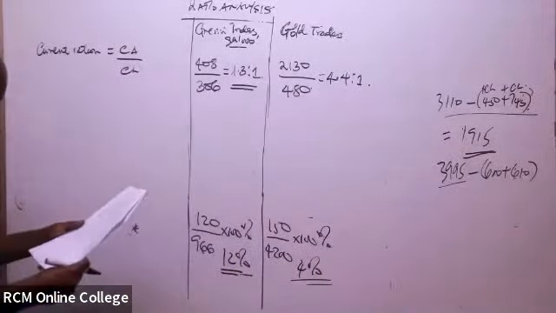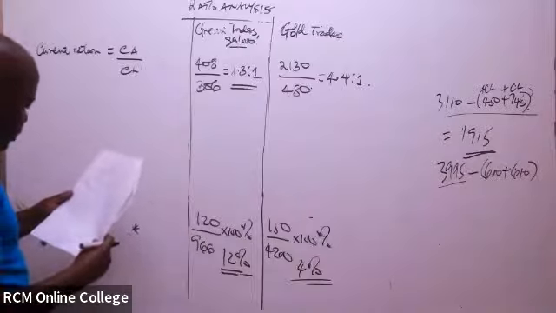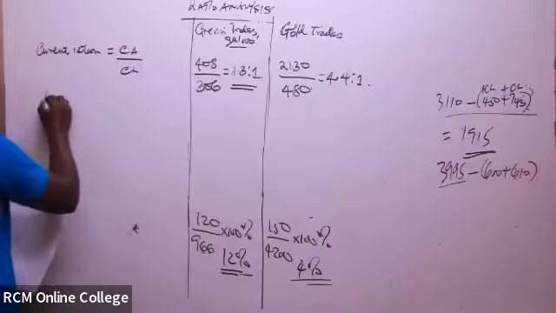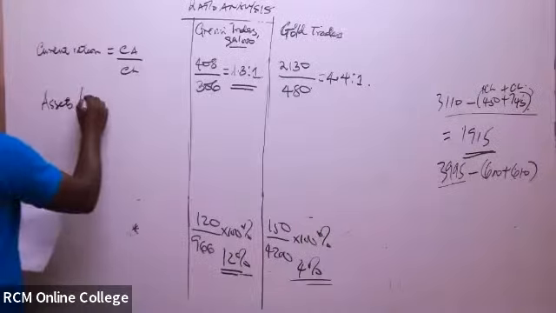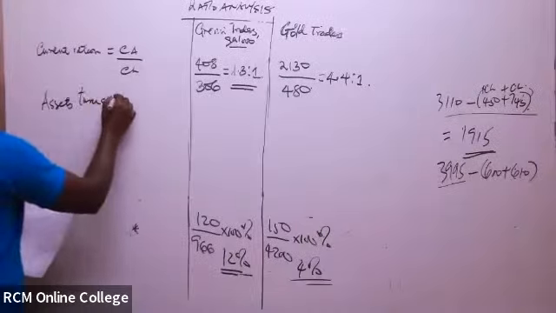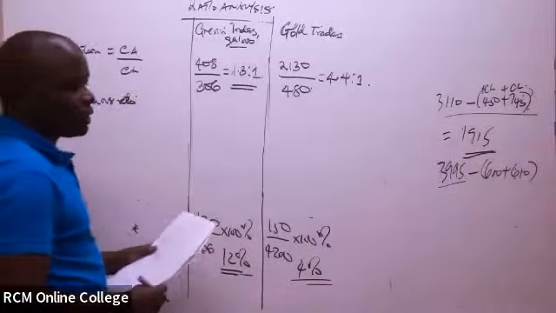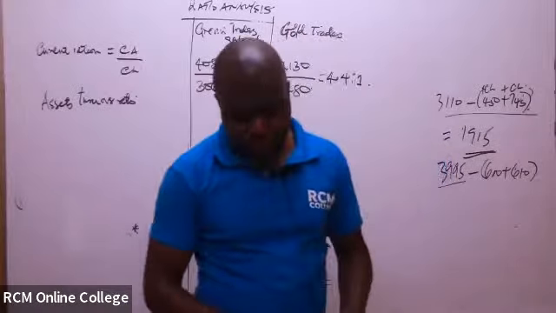Then the next ratio you've been called upon to compute is the return on assets, which we've already done. So it is the asset turnover ratio. What is the formula for the asset turnover ratio?